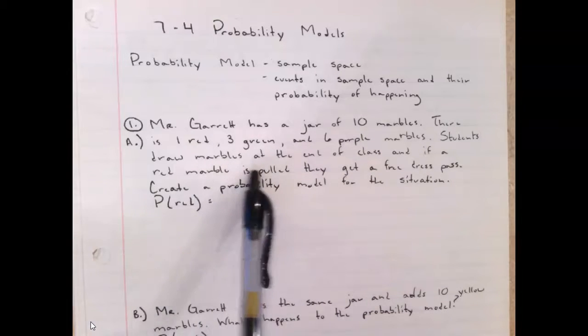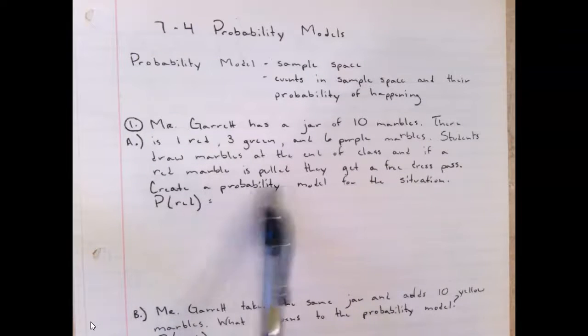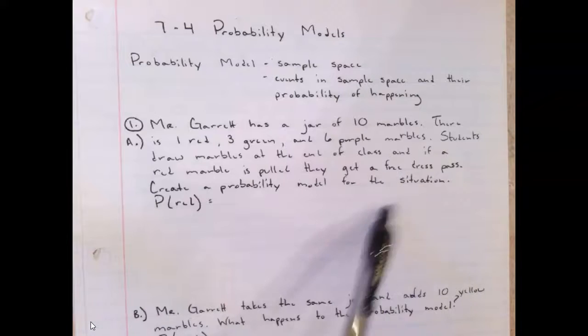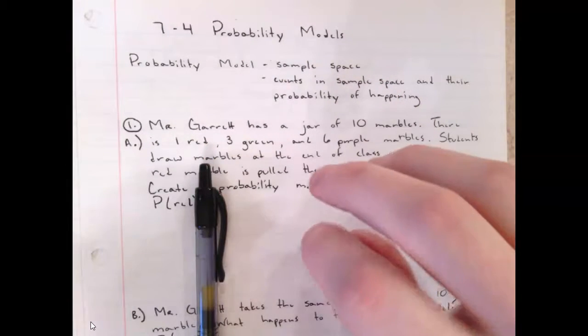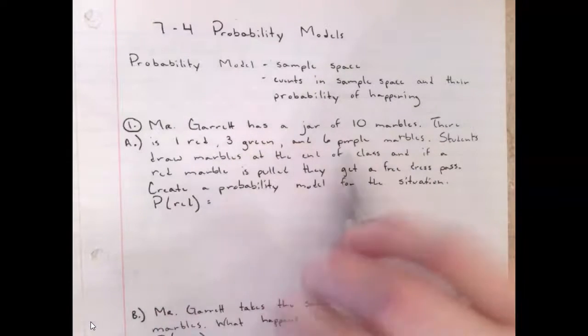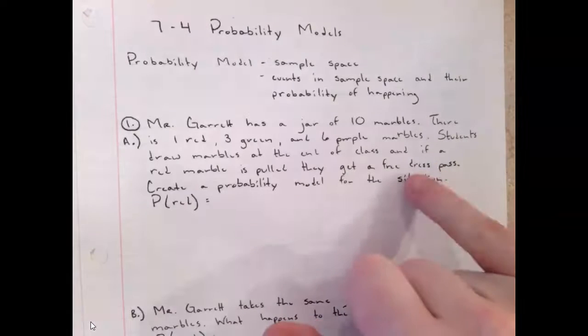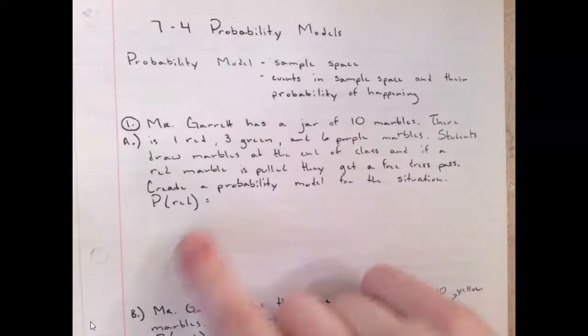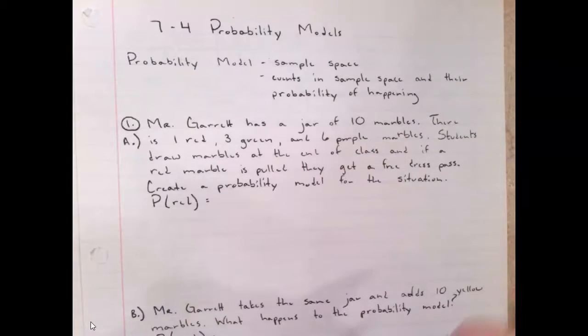Students draw marbles at the end of class, and if a red marble is pulled, they get a free dress pass. So essentially, I've got this jar of marbles on my desk. There's 10 marbles in it. There's the color breakdown. And if you pull that 1 red marble out, you get a free dress pass to use at whatever time you like. I want you to create a probability model for the situation described above.